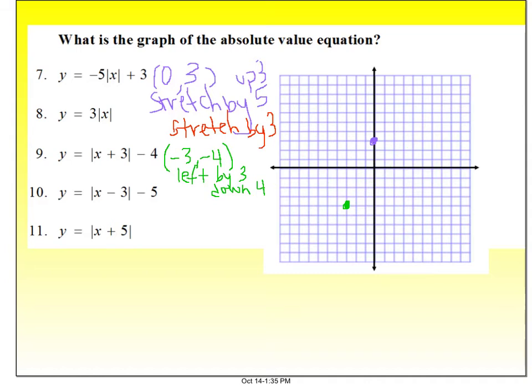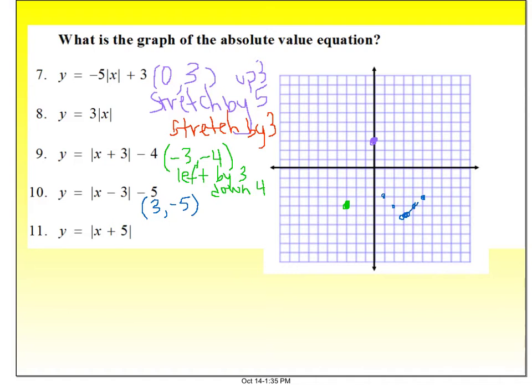And because my slope was 1, I did not have any stretch or compression. All right, so again, I am deleting that graph, and now we are going to switch to blue. Okay, so number 10, I have my vertex. It's going to be positive 3. Remember, we always switch that sign from the absolute value, negative 5. Positive 3, negative 1, 2, 3, 4, 5. Right there's my vertex.